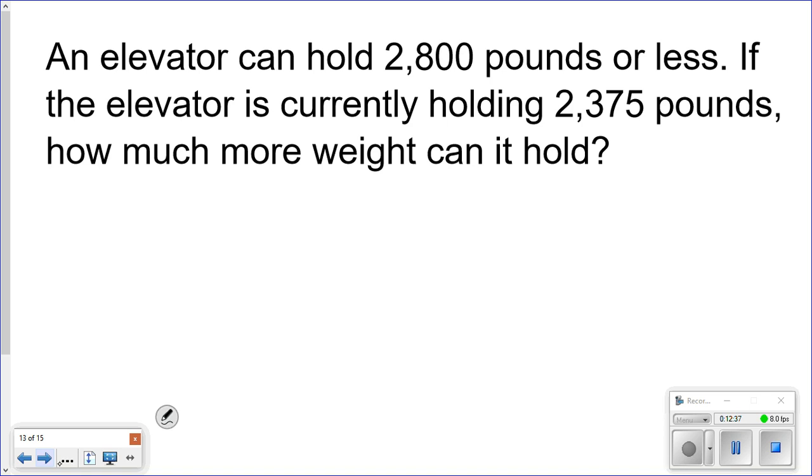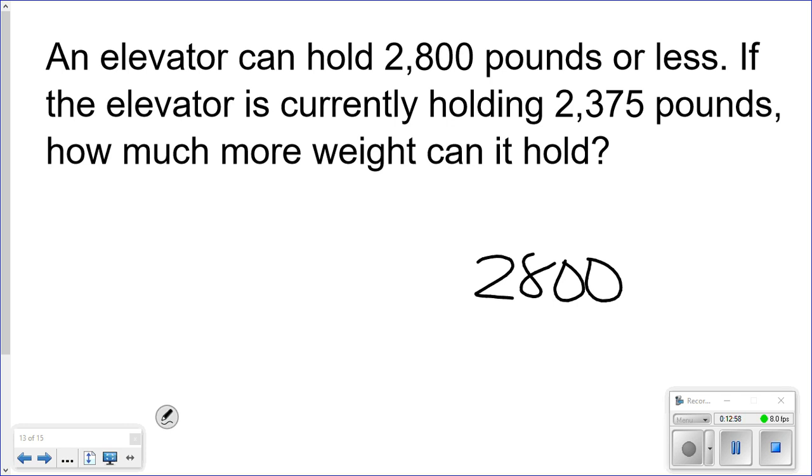I don't want an answer yet because you don't have the answer yet. So first of all, how much total weight can this thing hold? 2,800. Okay, so that's going to be on one side of your inequality. That's as high as it can go.